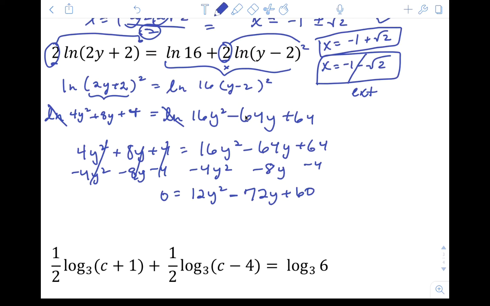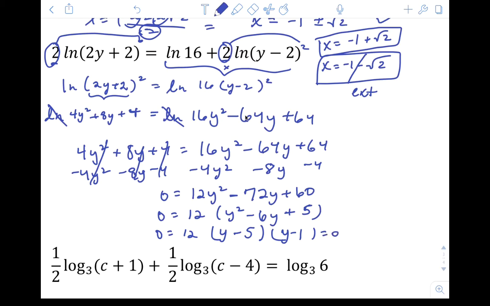There is, in each of those, if I'm going to continue factoring, a 12 that can come out of that. 12y squared is 12 times y squared. 72y would be 12 times negative 6y, and 60 would be 12 times positive 5. So then 0 equals 12, and then I can take what I have left and factor to finish. The factors of 5 that give me negative 6 are a negative 5 and a negative 1. So when I set all of these equal to 0, well, 12 equals 0 doesn't make any sense. No x, no answer.